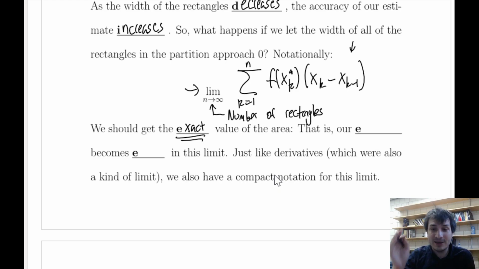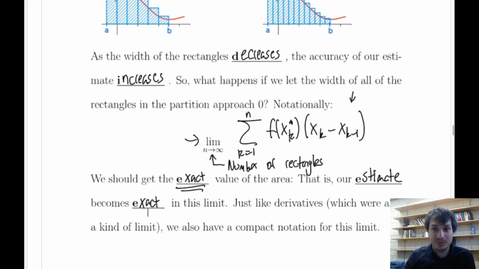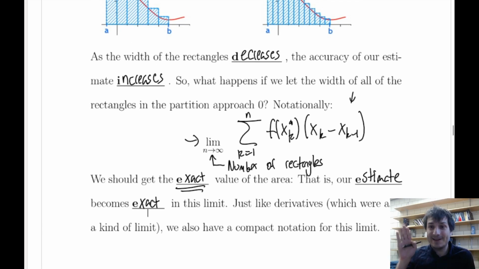It's always approximate if n is some finite number, but if you do the limit as n goes to infinity, you get the exact value. That is, our estimate becomes exact in the limit. Just like derivatives, which were also a kind of limit, we also have a compact notation for this limit. So every time you do an integral, it is secretly, under the hood, a limit. This is the same idea as when every time you did a derivative, it was secretly, under the hood, a limit.